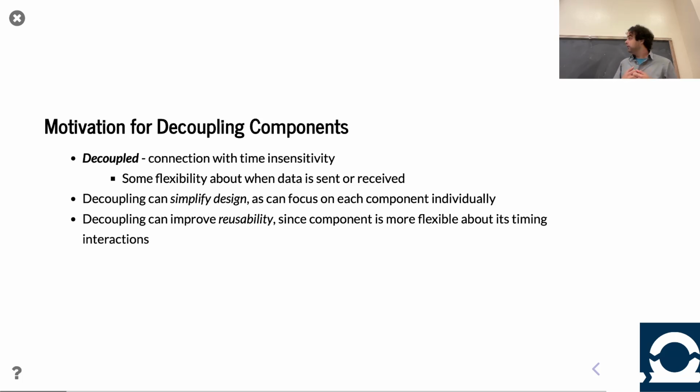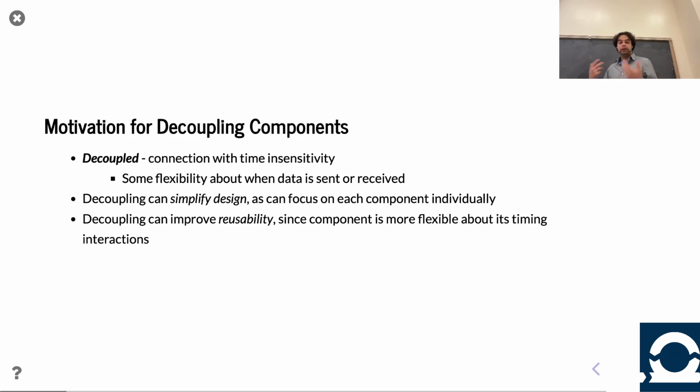So what do we mean by decoupled in this course? We mean some sort of connection with time sensitivity. So not only does that mean it's not combinational, with registers on both ends, so it has some amount of flexibility there. We also mean that it doesn't happen every cycle. It can happen only on cycles when both sides are ready.